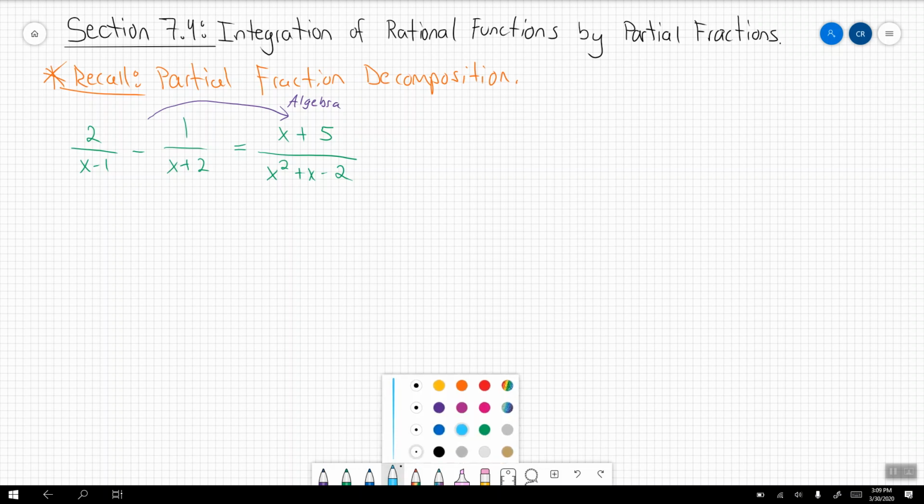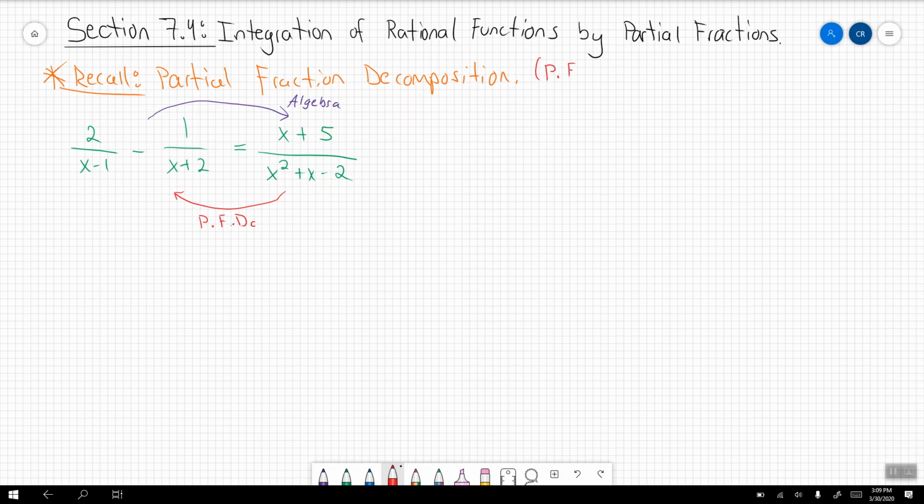Now, the part that we want to focus on is moving backwards, right? Everything in math, if we go in one direction, we must be able to go back in the other direction, which means this direction is your partial fraction decomposition. All right, I always abbreviate it to be PFDC. So if you ever hear me mention PFDC, it means that I'm wanting to do this by partial fraction.